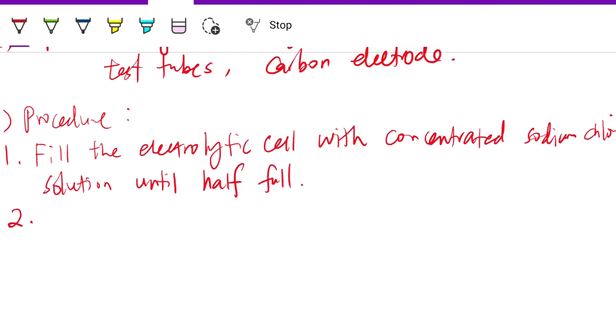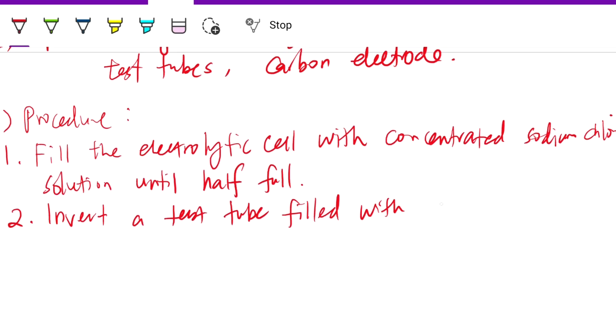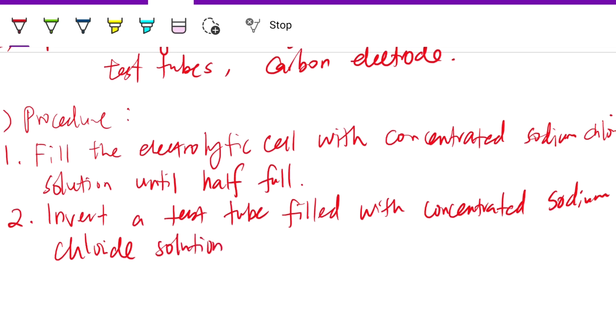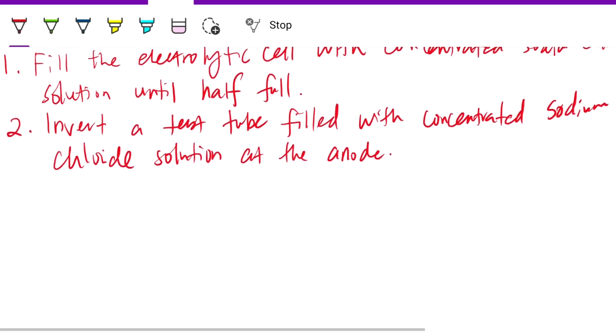Okay, step number 2, we invert a test tube filled with concentrated sodium chloride solution at the anode, because we want to see the products formed at the anode.